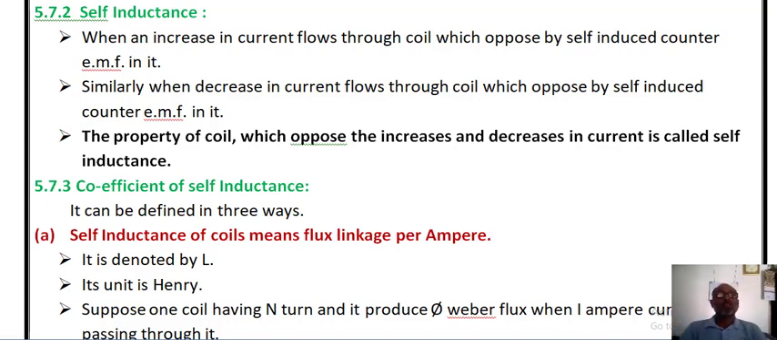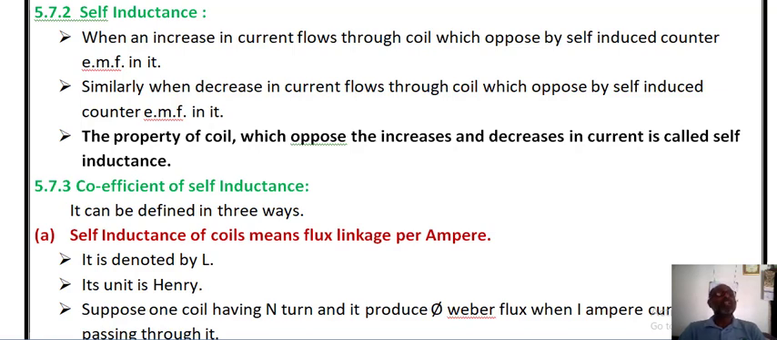Self-inductance. It is the most important topic. Now, we have already seen that the increase in current passing through this coil is opposed by the self-induced counter EMF in it. The counter EMF is nothing but the back EMF. So when we increase the current in this coil, it is opposed by the self-induced EMF in the coil.